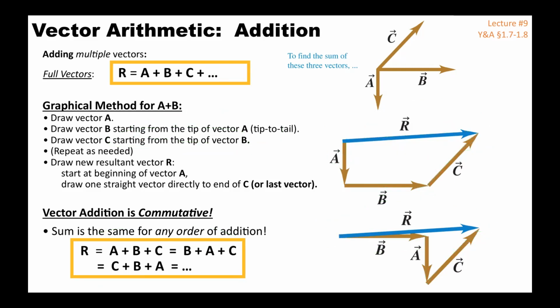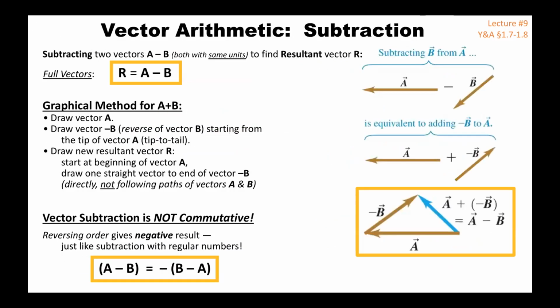Finally, let's think briefly about subtraction. So the best way to think about subtraction, A minus B, is to remember that that's equal to A plus the negative of B. That is really the best way to think about it. And that's the way our textbook recommends as well. So if you look at these little diagrams over here on the right, remember that A minus B is just equal to A plus negative B.